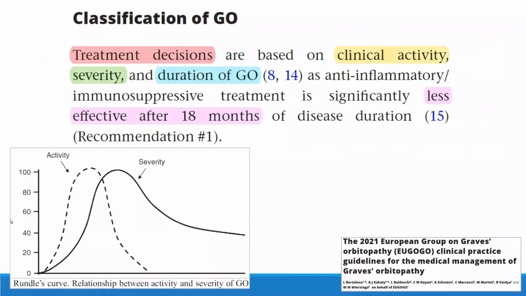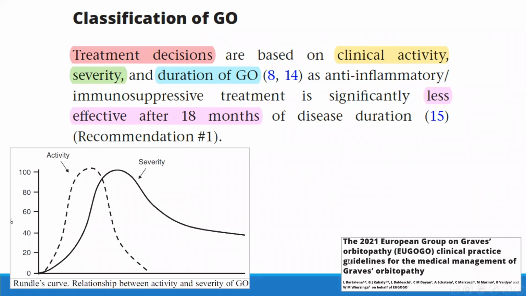One of the most important and complicated items in the assessment of Graves' orbitopathy is to know the clinical activity and the severity. These are two different entities. You should know activity and severity.